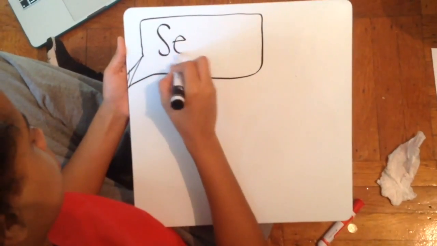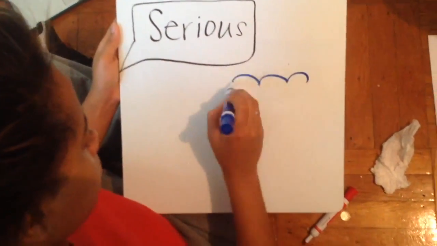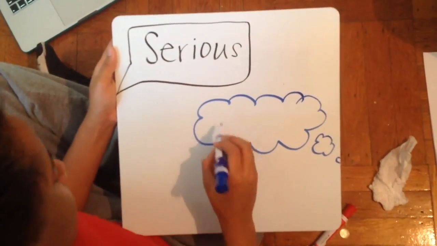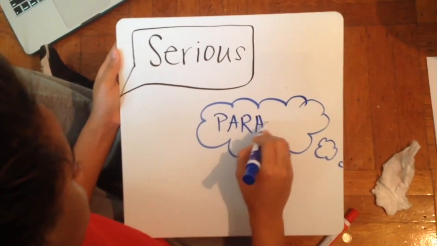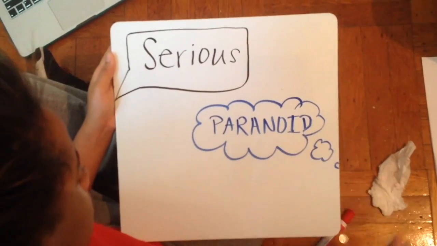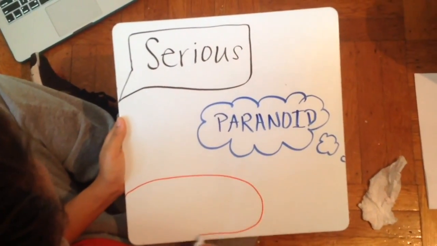Other words that can be used to describe a text's tone are serious, paranoid, and cheerful.